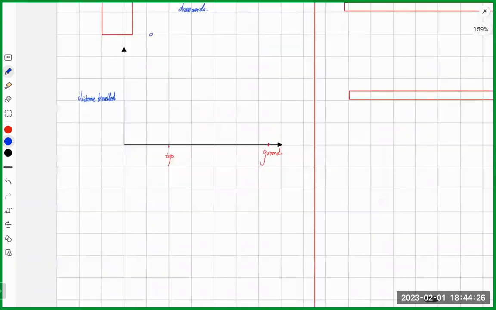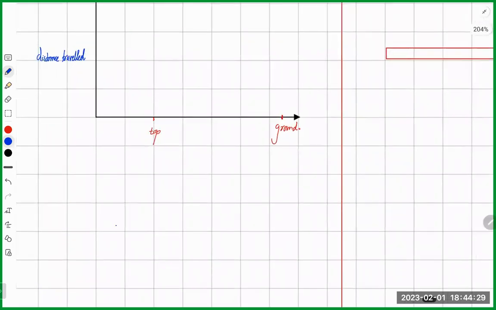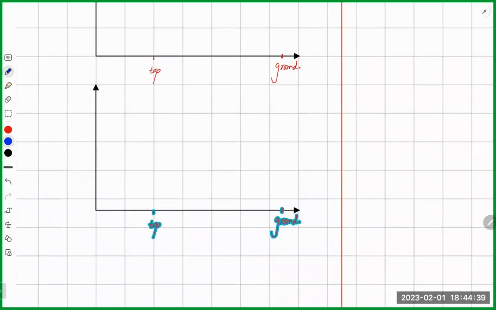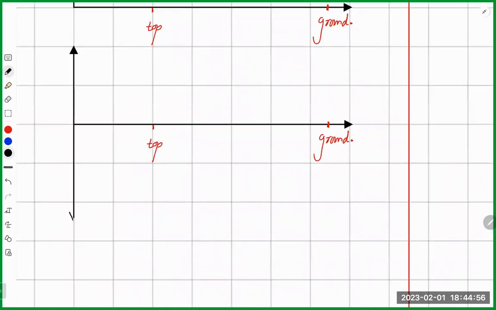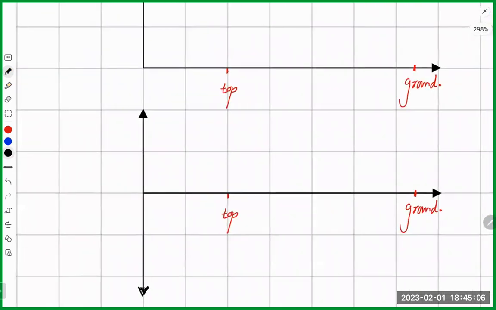Draw the first graph of distance traveled against time. If you want me to check your work, you can send it to me on WhatsApp.